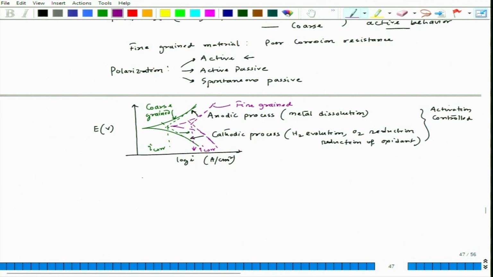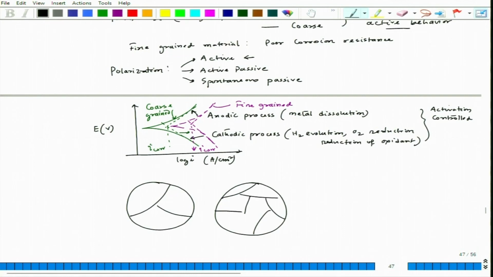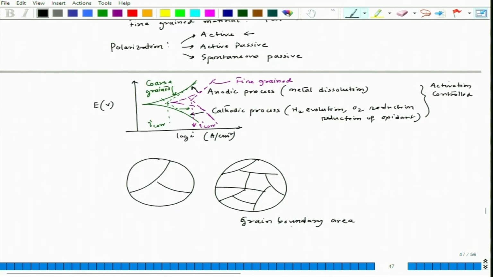Now, when we talk about coarse and fine grain, if the strain level is similar, so this is the coarse one, this is the fine one, okay. The only change is the amount of grain size or amount of grain boundary. If we talk about grain boundary area, for fine grain it is very large, for coarse grain it is small.